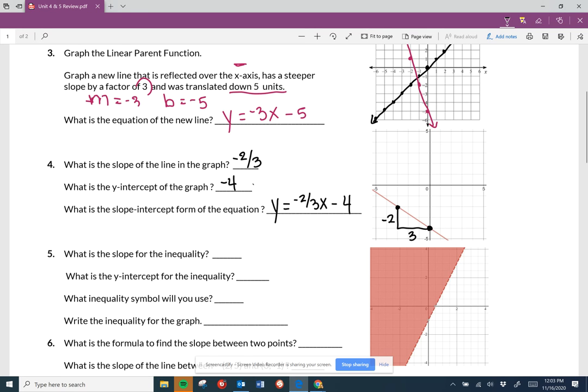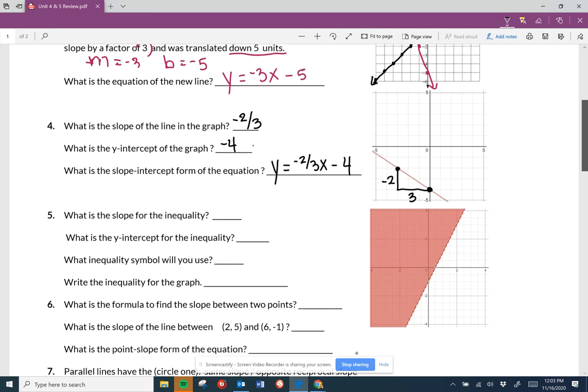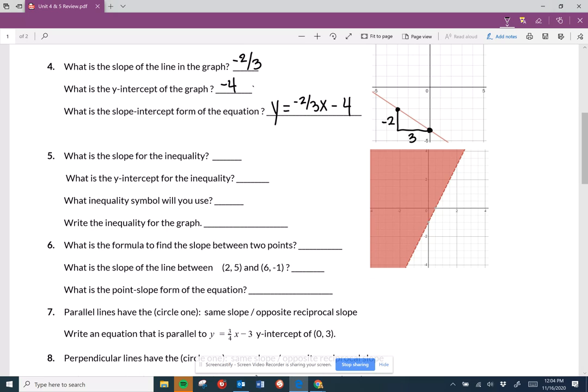Okay. Now looking at number 5, it says, what is the slope for the inequality? Okay, so this is a little different, and this is completely my fault, so don't be mad at your math teacher. It was definitely Miss Nelson.